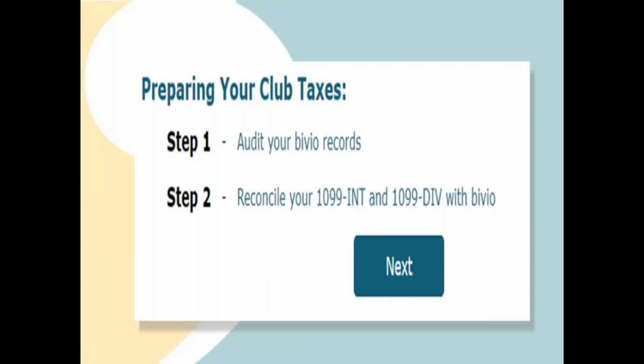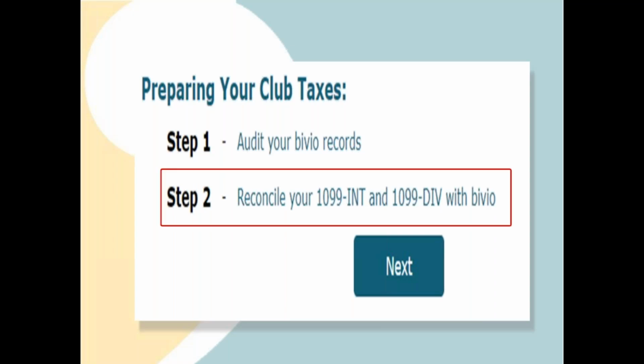Even after you do an audit, there may be some last-minute changes that are reported on the 1099 form you will get from your broker that you need to adjust for. You will not know what they are until you receive the 1099 form. Steps 2 and 3 guide you through doing this.